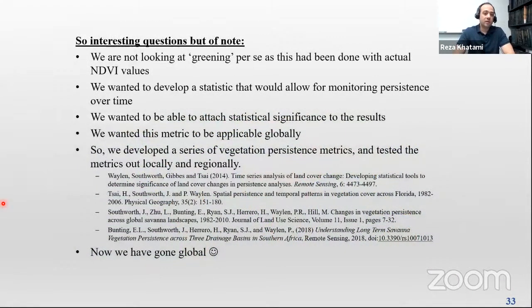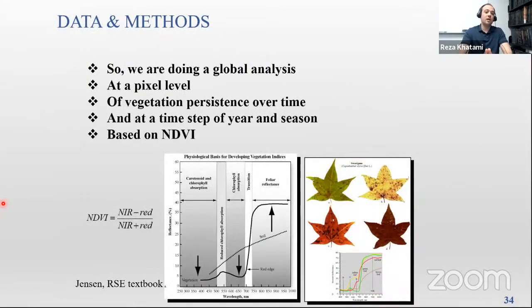So we are not looking at greening per se, because this has been done before using NDVI and other vegetation indices. What we wanted to do is to develop a statistic that would allow us to monitor persistence over time. We specifically were interested in being able to assign statistical significance to our result. So we developed a few persistent metrics, tested them at local scales, and now we have gone global. So what we are doing is analysis of NDVI at pixel level and at the steps of year and season.